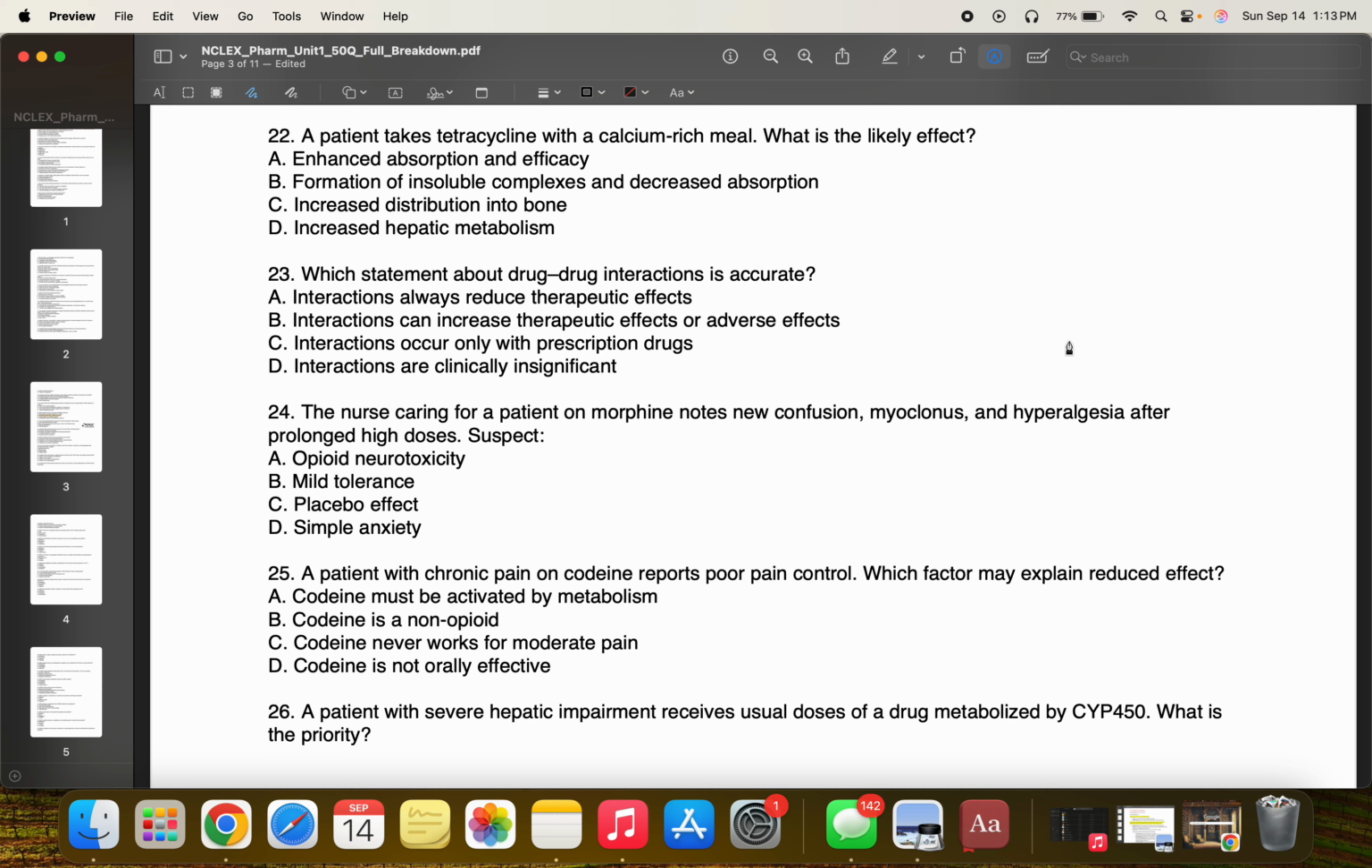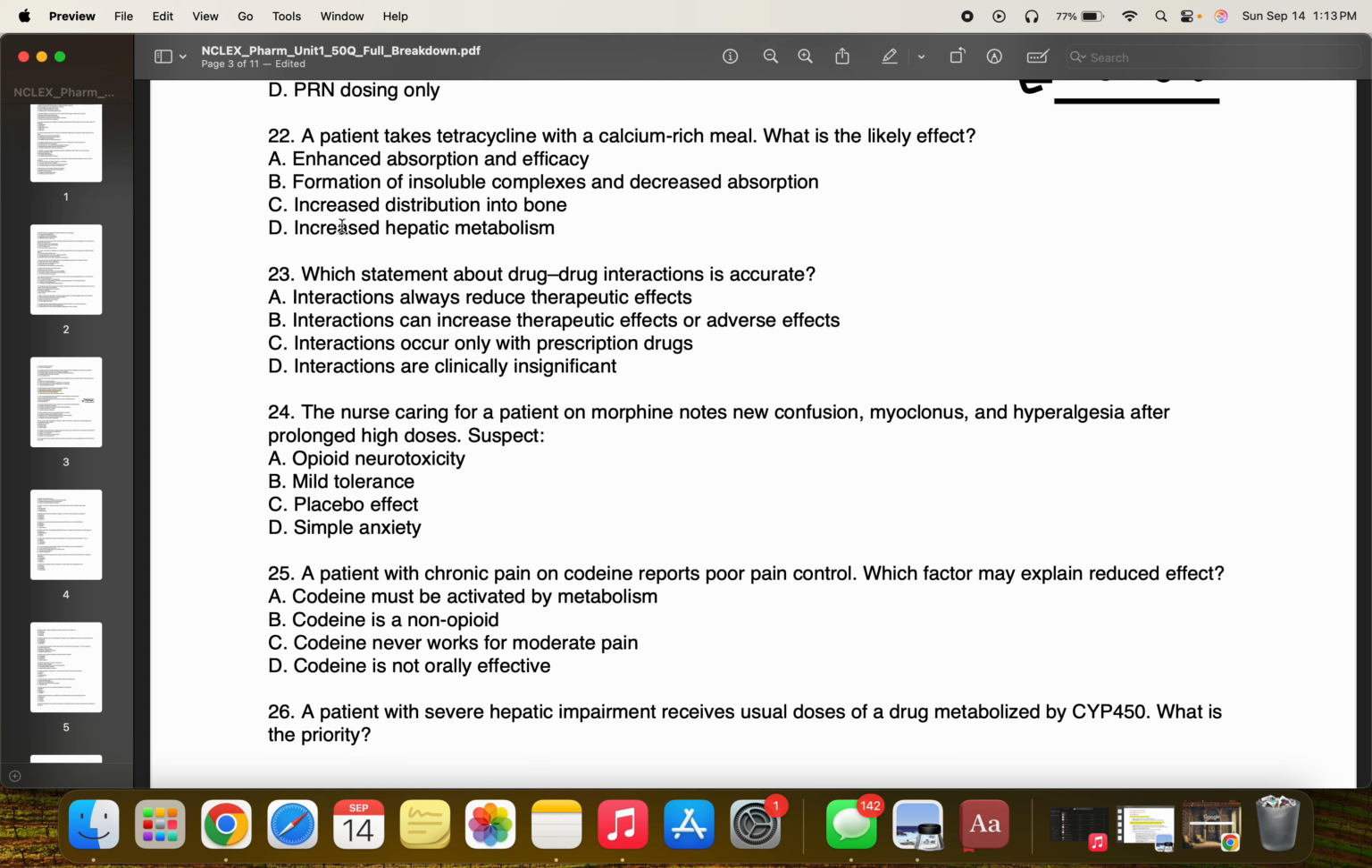Which statement about a drug-drug interaction is accurate? Interactions always reduce therapeutic effects. Interactions can increase therapeutic effects or adverse effects. Interactions occur only with prescription drugs. Interactions are clinically insignificant. I mean, let's just think about it.